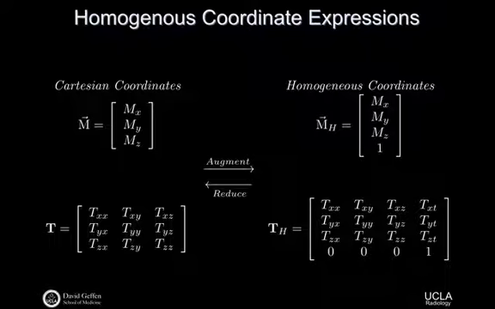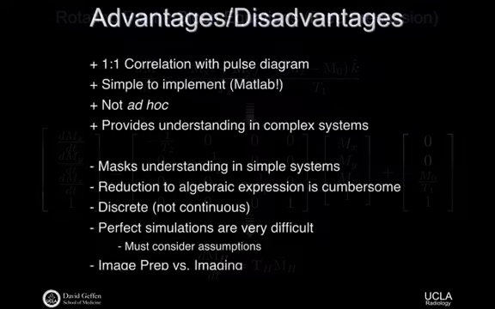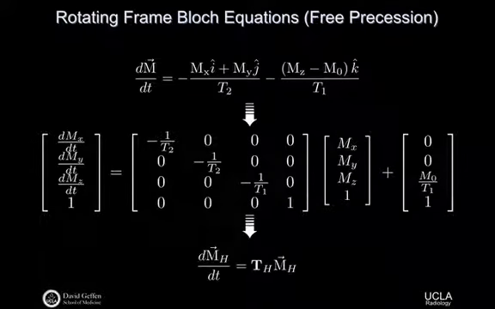In homogeneous coordinates, we can do the same thing, but we can usefully tack on here what appears like a translation. So that last term of the Bloch equations, that return to equilibrium term, the M0 over T1 term, is effectively like a translation of our bulk magnetization. And so we can take this 3x3 form and re-express it in a 4x4 formulation. What does that mean?